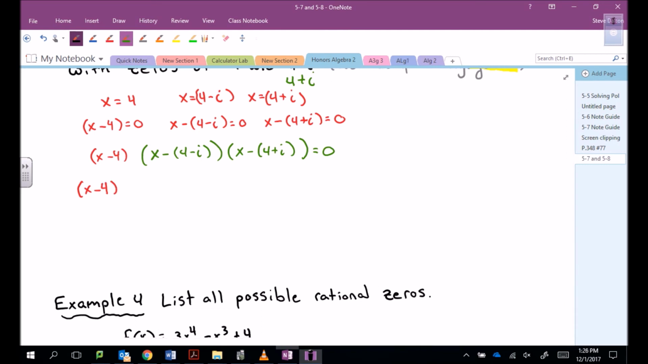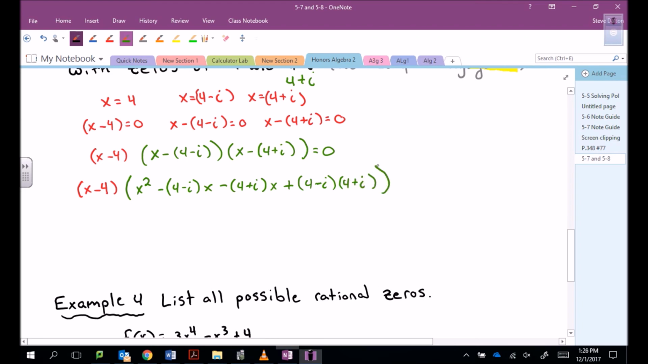But in green, if we were to FOIL that, we're going to end up with x squared. Okay, we're going to have negative 4 minus i x, and then we're going to have negative 4 plus i x. And that's going to equal 2 negatives, so that's a positive, and then that's going to be 4 minus i times 4 plus i. So that's the big green piece. Now we go through and simplify.